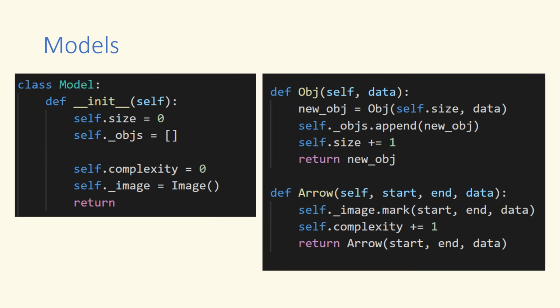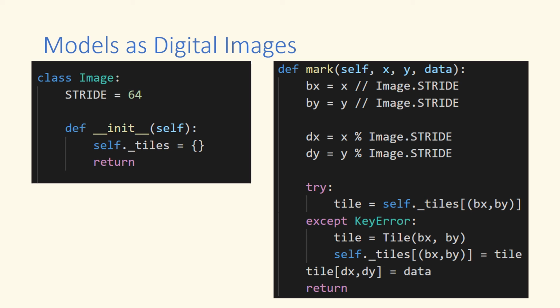A model is then a collection of objects and arrows, with size being the number of objects and complexity being the number of arrows. But there's something a little strange in this definition. We've been discussing diagrams and matrices. So what do we mean by image or marking an image? If we look at the image type, we can see the answer. Image is actually a sparse matrix type, where we store the arrow data at appropriate indices.